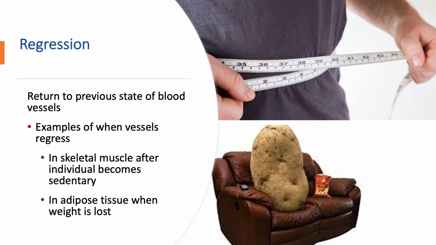We can also see this if we had a lot of weight gain. As I said in the previous slide, you put on a lot of adipose tissue. That needs a blood supply. But then let's say you start working out and you lose a lot of weight, like in this top image. Well, then we're also going to lose that blood vessel supply to that tissue that no longer exists.